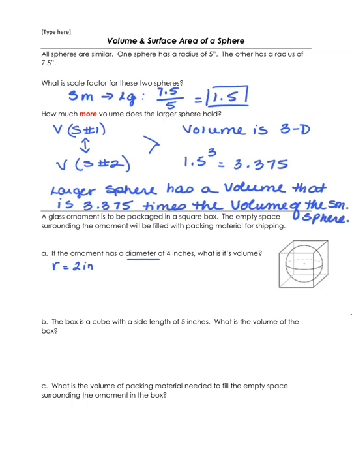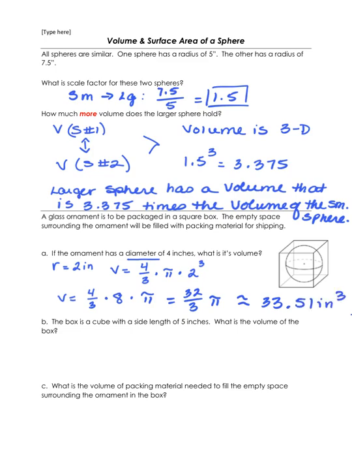So to calculate the volume of the ornament, we need 4/3 times pi times the radius, which is 2 cubed. When simplifying, I'm going to rewrite so that my fraction and my radius cubed are right next to each other. So 4/3 times 2 cubed, which is 8, times pi. And so that gives me a volume of 32/3 times pi. If I want an approximate answer, then that gives me a volume of approximately 33.51 inches cubed.